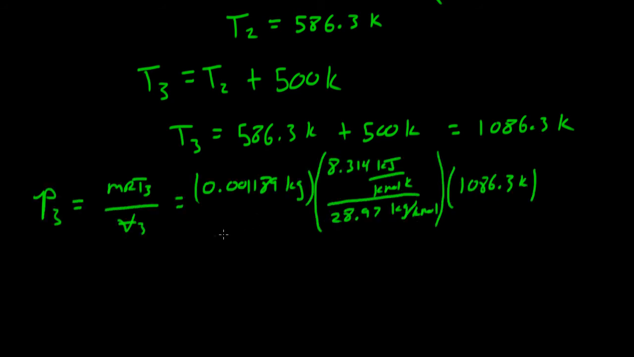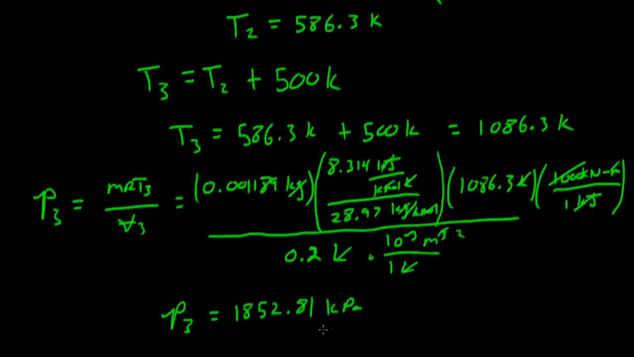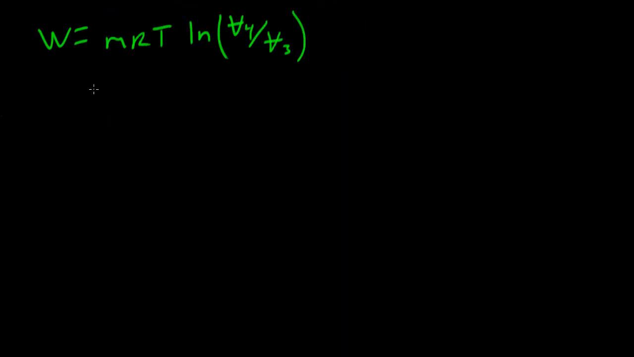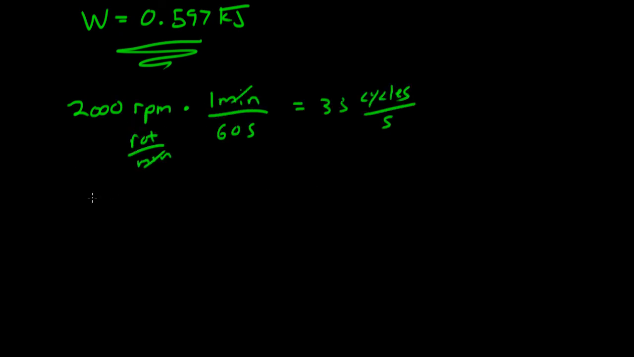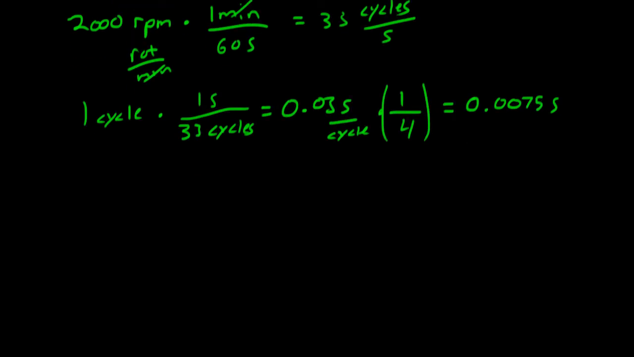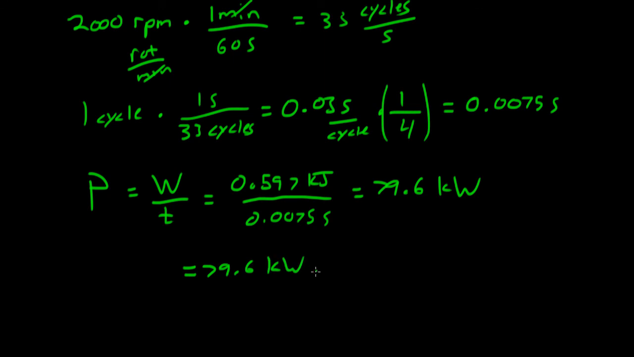We evaluated the pressure at the end of the combustion process as an exercise in using the ideal gas equation of state. We then computed the work using our integrated result. Finally, we estimated the time that the power stroke takes, and from that computed the power of our cylinder.